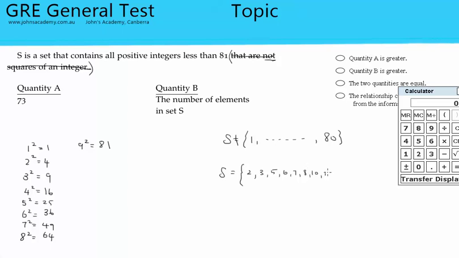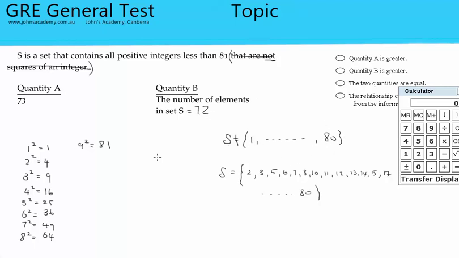And 10 there. 11, 12, 13, 14, 15, and 16 is not there, 17 is there, etc., etc. It goes all the way up to 80. Okay, so it would have been 80 elements inside of it. But then you have to subtract 1, 2, 3, 4, 5, 6, 7, 8 of them. So it's 80 minus 8, so that's equal to 72. So the number of items in set S is 72.